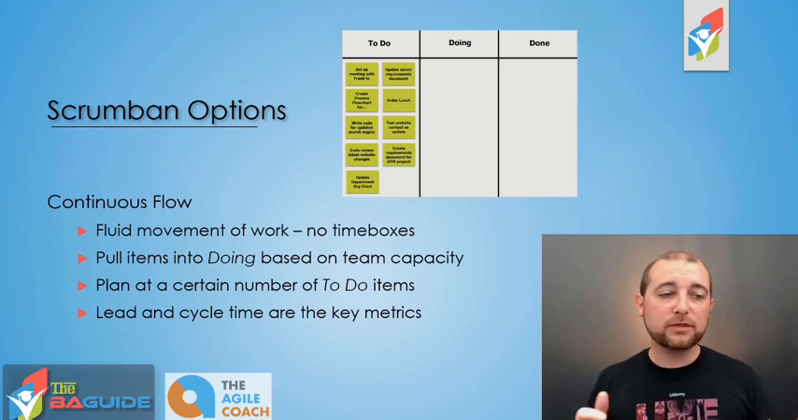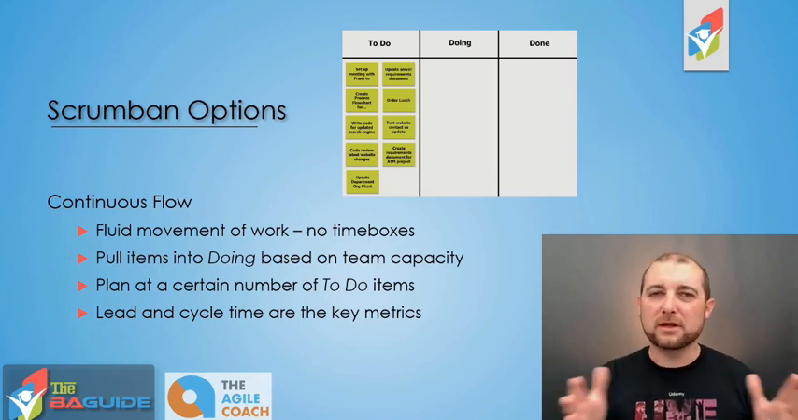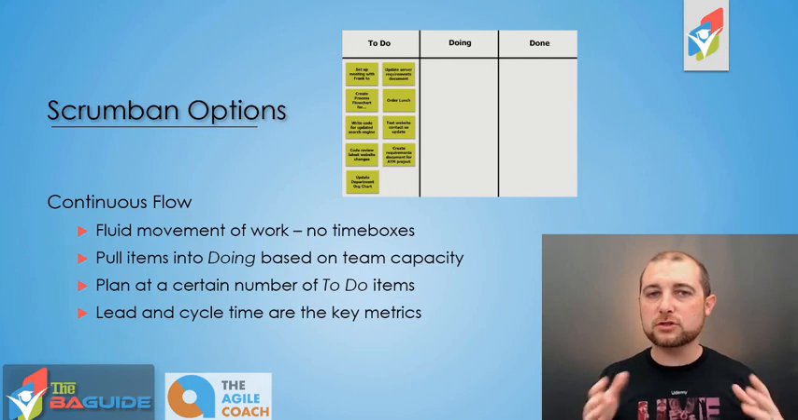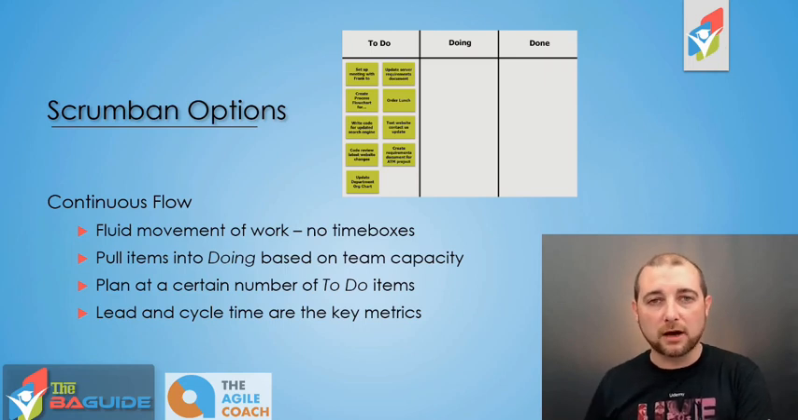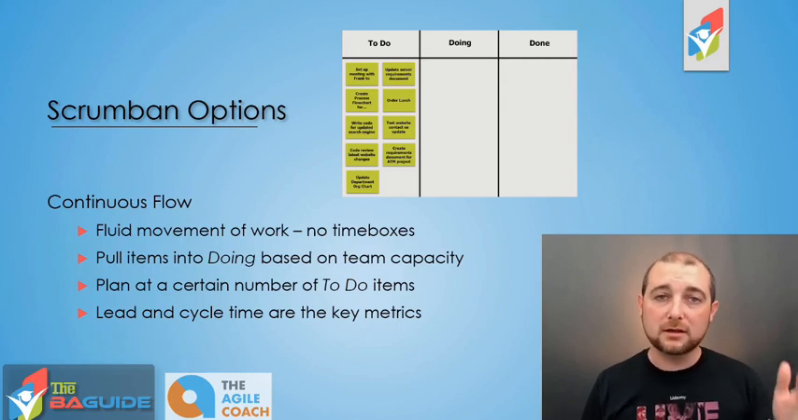And finally, with the continuous flow, you're going to utilize more of that lead and cycle time, which makes sense, right? You need to have a way to judge your performance, and whether you are getting better, and whether there are changes or bottlenecks or issues. With that lead and cycle time, you're able to track that work item from the creation all the way through the doing and the done. So those key metrics that we talked about in the Kanban section will play a big part if you're utilizing the continuous flow Scrumban.